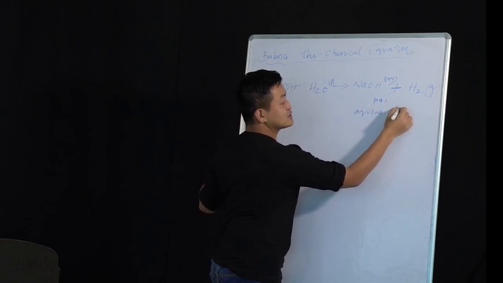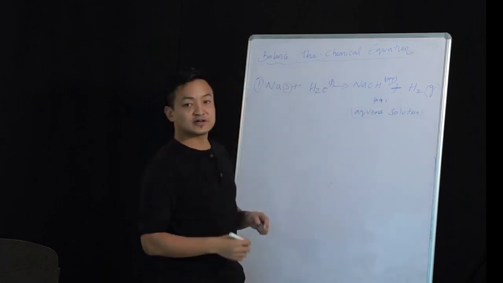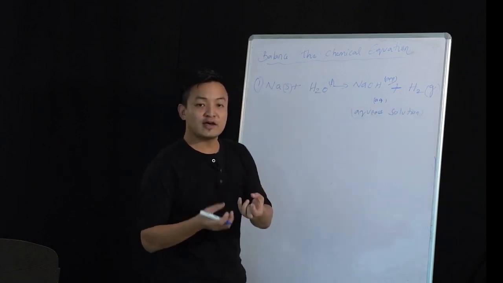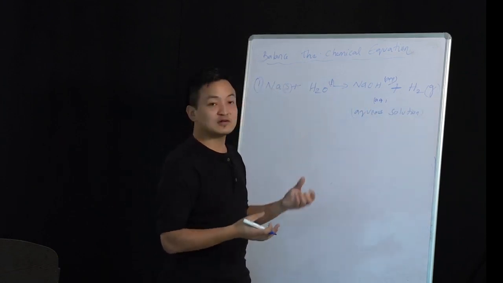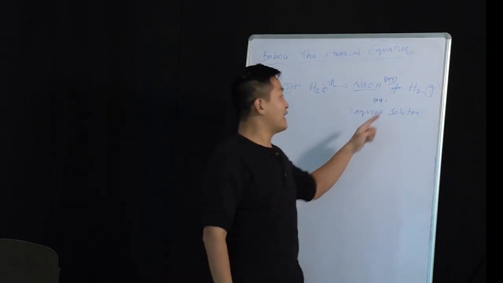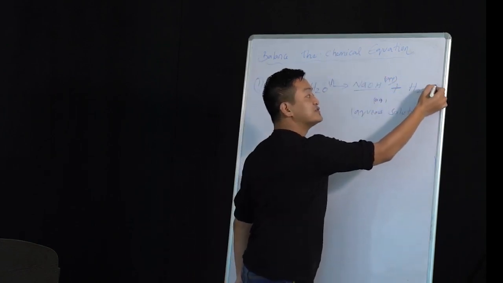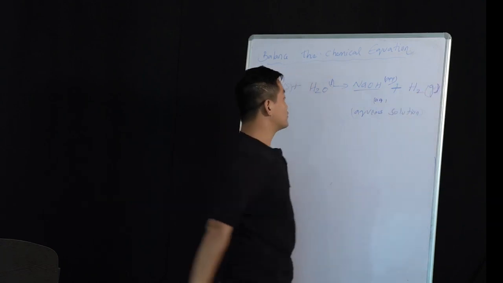Aqueous solution means solution in water. Clear? Like salt and water together, we'll call it an aqueous solution. So NaOH is an example for that, AQ. And H2 here is the hydrogen gas. For gas, we have given the letter G. So I'm sure you are clear with this.